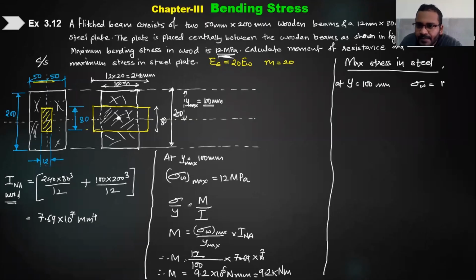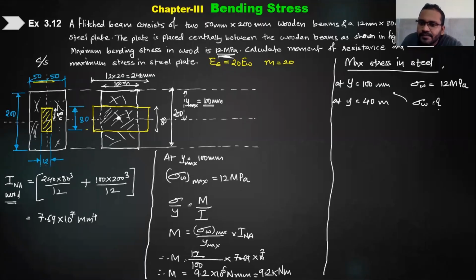कितना है sigma wood? 12 MPa, right? But you can see in the diagram, the steel is maximum available at what distance? It is at a distance of 40 mm from the neutral axis, right? So we should drop down this sigma value for wood to 40 mm. So let us calculate at y equal to 40 mm, how much will be the value in wood?